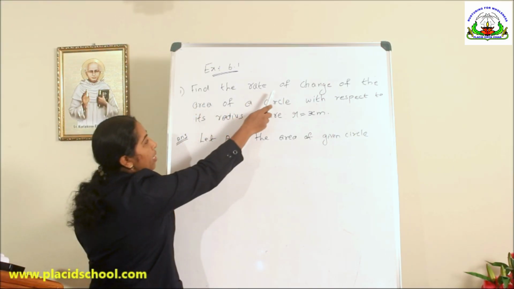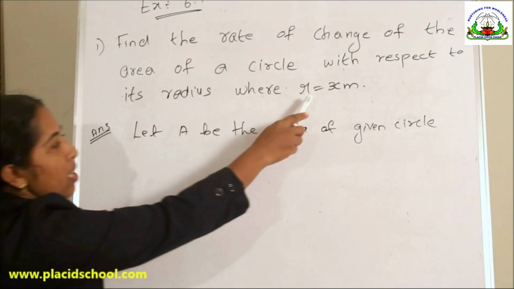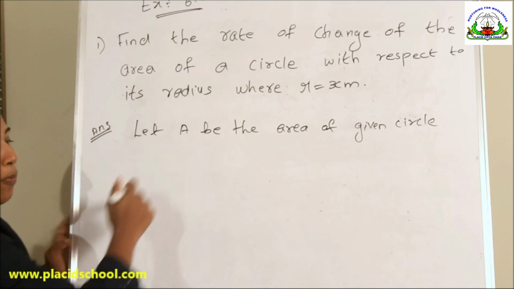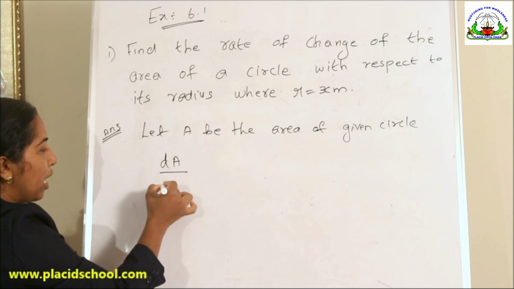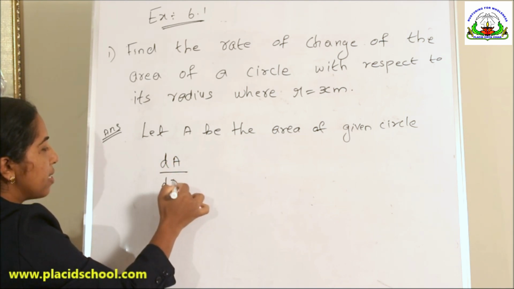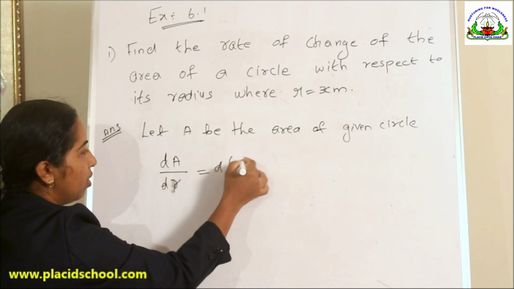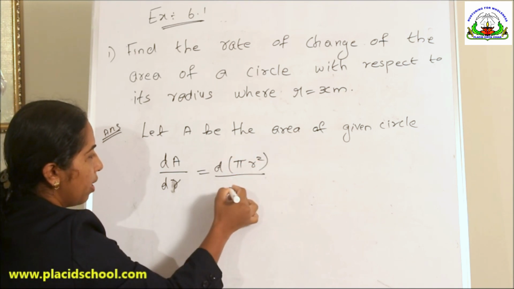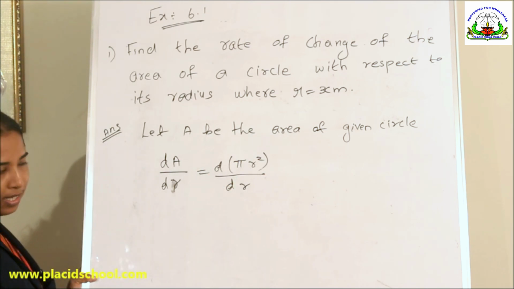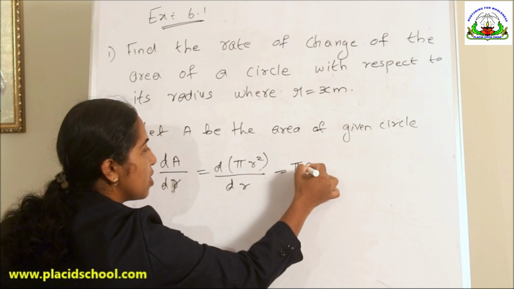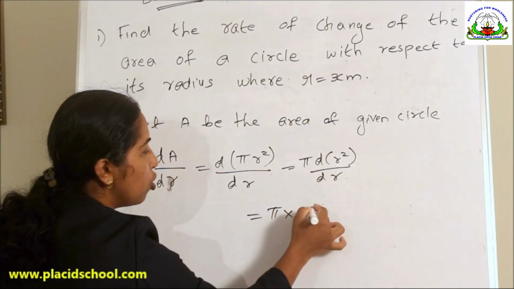Question number 1. Find the rate of change of area of a circle with respect to its radius when radius is equal to 3 centimeter. Let A be the area of the given circle. According to the question, you have to calculate rate of change of area with respect to the radius. So we have to compute dA by dr. You know that area of a circle can be computed using the formula pi r square. So the question now changes to finding derivative of pi r square with respect to the radius r. We know that pi is a constant, so this is pi into derivative of r square with respect to r, which is pi into 2r.